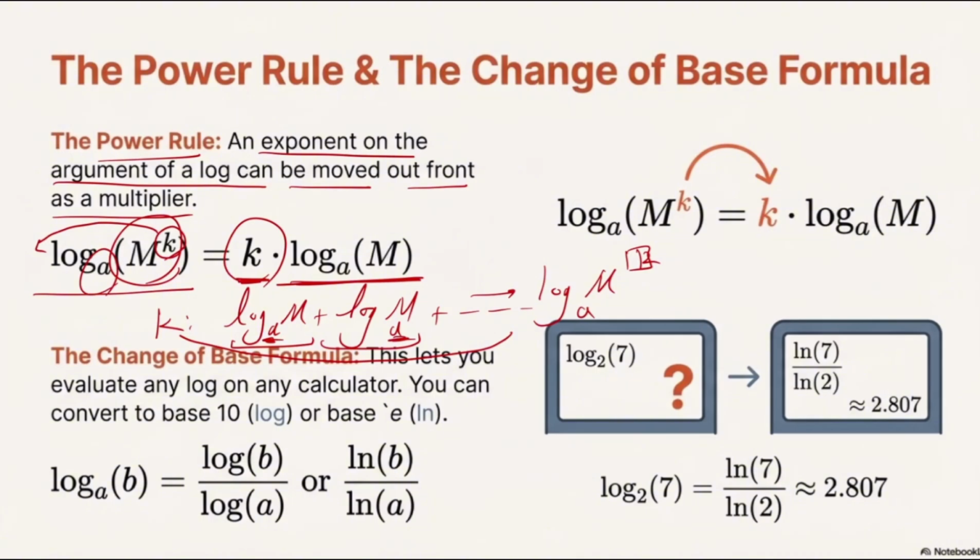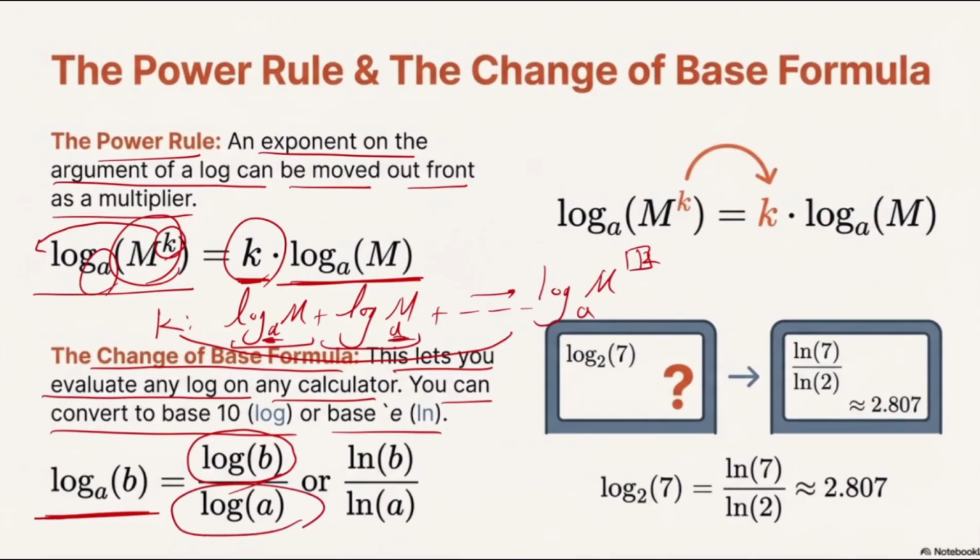So another thing that we have to know is the change of base formula. What does that mean? It means that this formula lets you evaluate any log on any calculator. You can convert the base. What does that mean? It means that if you have something like log of b with the base of a, you can write it down as log of b, by the way, whenever you don't see any base for your logarithm, it means that the base is 10. Since that is so common, they get rid of it. Divided by log of a. Or ln of b and ln of a.